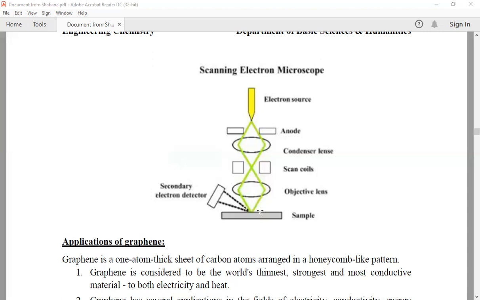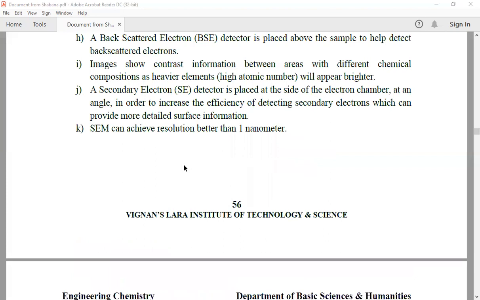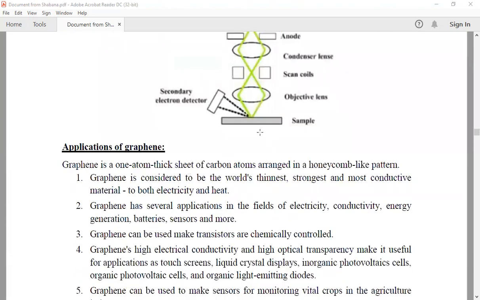Near the objective lens, two types of detectors are arranged. One is a secondary electron detector, and the second one is a backscattered electron detector. The backscattered electron detector is placed just above the sample to collect the scattered electrons which are emitted back. The secondary electron detector is placed at the side of the sample.